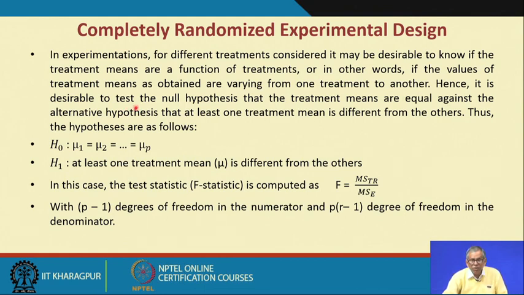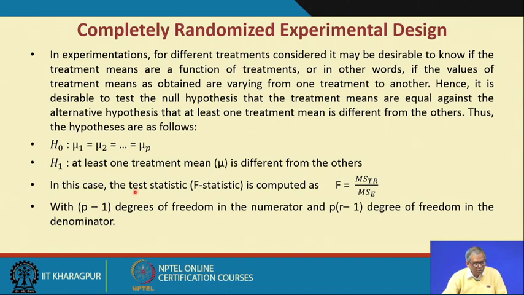Hence, it is desirable to test the hypothesis that the treatment means are equal against the alternative hypothesis that at least one treatment mean is different from the others. So, the treatment mean is actually your result, and that is what you are trying to test: whether, treatment-wise, the mean value differs or not. Thus, the hypotheses are H0: mu1 = mu2 = ... = mu p, and the alternative hypothesis H1: there is at least one treatment mean mu that is different from the others.